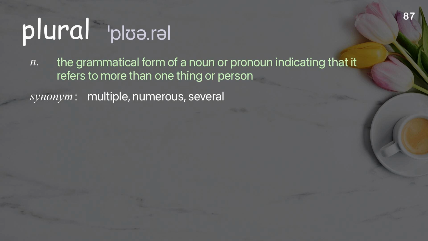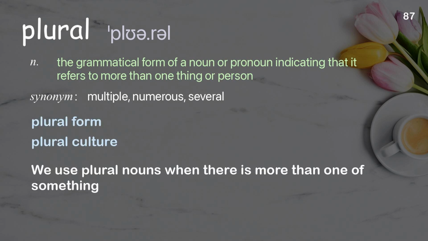Plural. The grammatical form of a noun or pronoun indicating that it refers to more than one thing or person. Examples: Plural form. Plural culture. We use plural nouns when there is more than one of something.